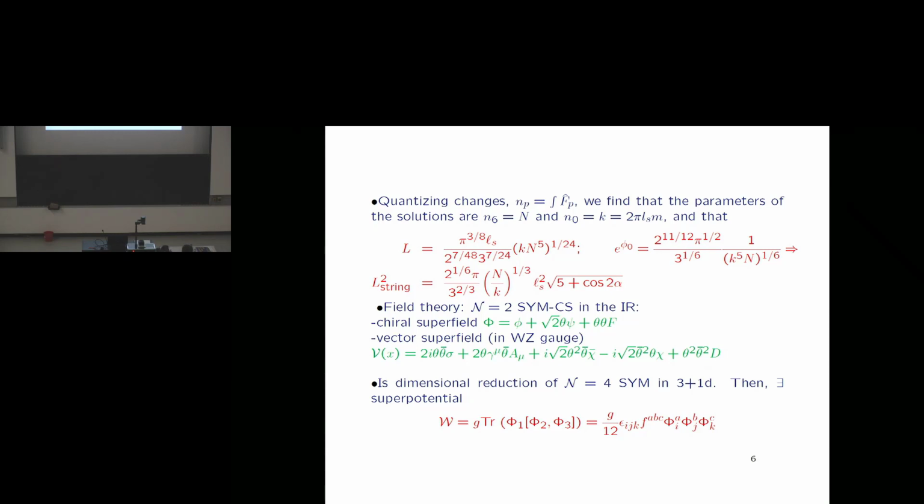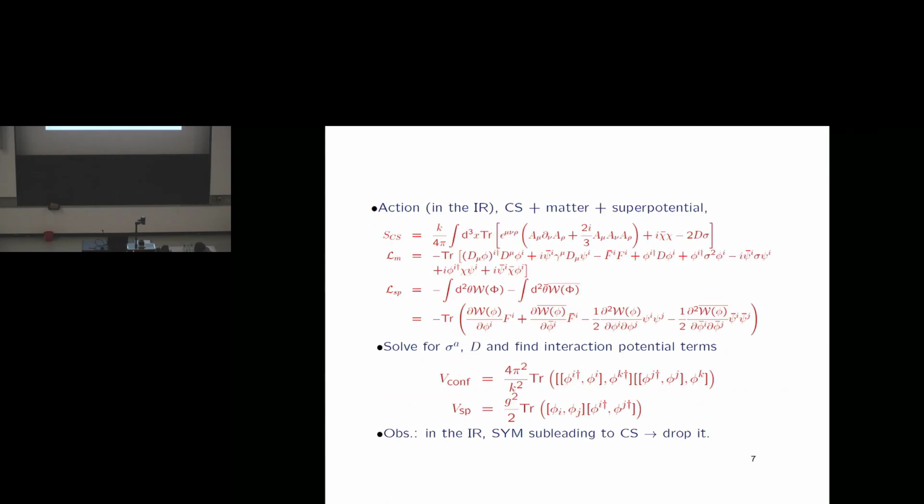And on the field theory side, we have an N=2 super Yang-Mills-Chern-Simons theory with a chiral and a vector superfield. And there's a dimensional reduction of the superpotential of N=4 down to 2+1. The corresponding action then is of the Chern-Simons matter and superpotential type. And we find two contributions to the superpotential. One that is conformal, it's basically the reduction from 4 dimensions, and one that comes from supersymmetrizing the Chern-Simons term.